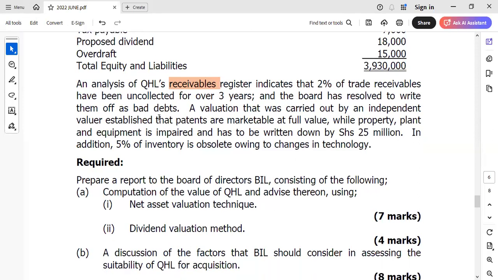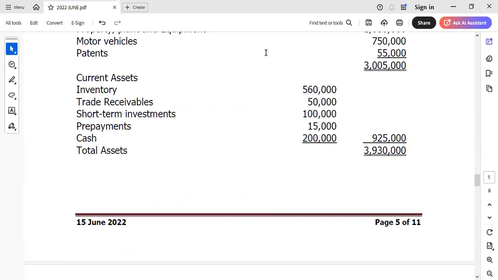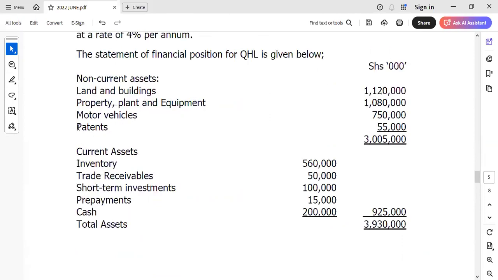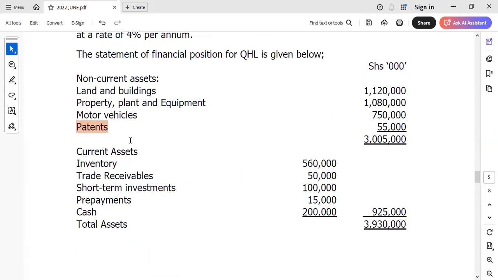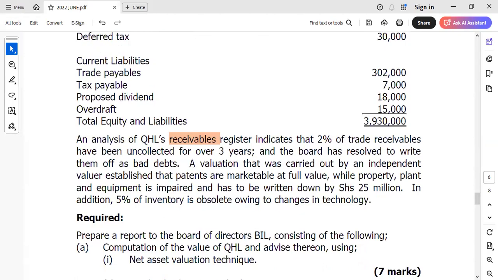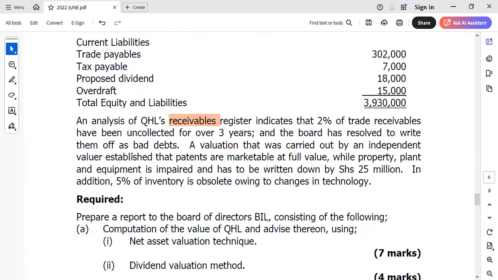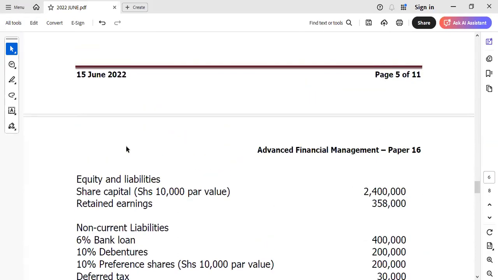receivables. An evaluation that was carried out by an independent valuer established that patents are marketable at full value. Okay, what does that mean? It means that in our balance sheet, we have patents. As long as you can know the market value, you can tell the market value. Then, as you do your computation for net asset, you will need to take that figure into consideration. It will be part of your total assets.